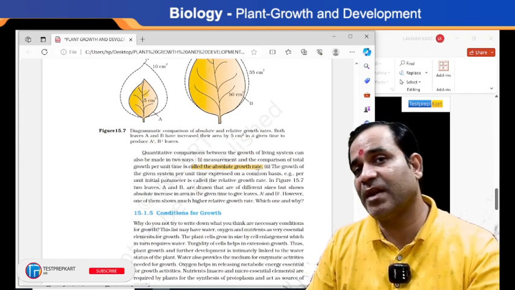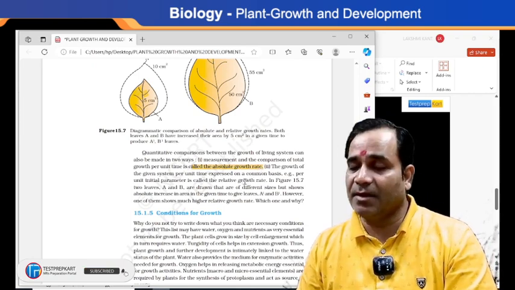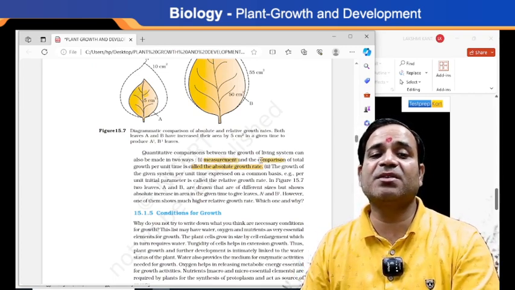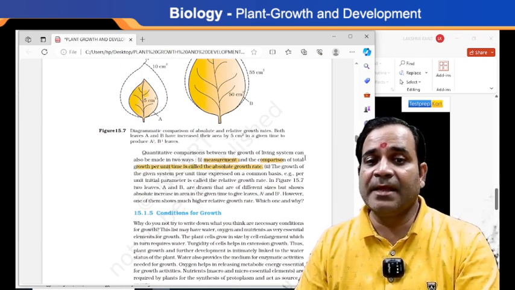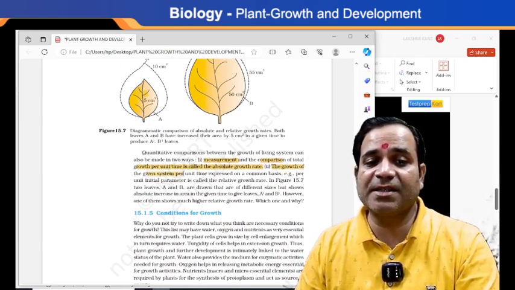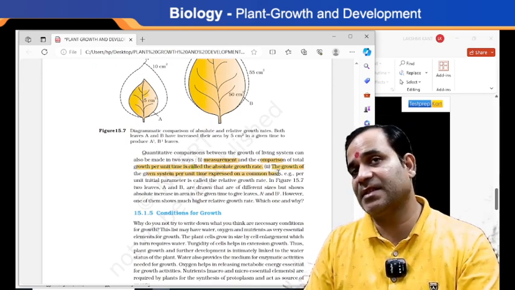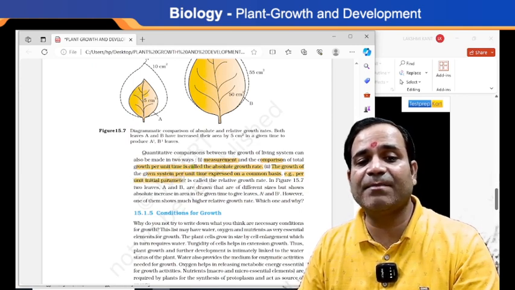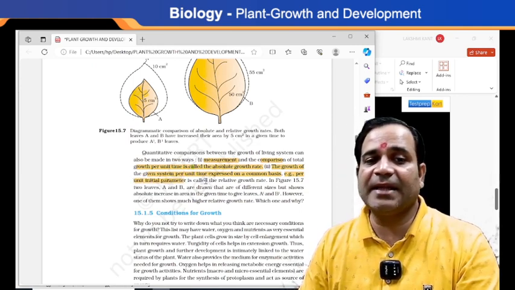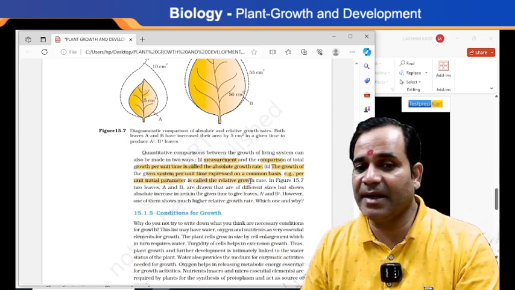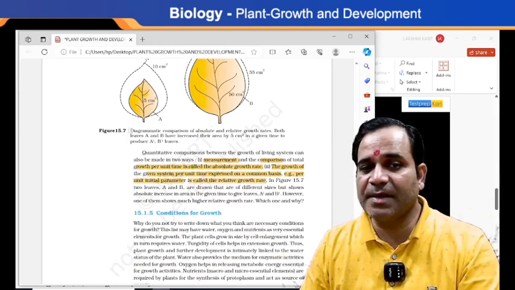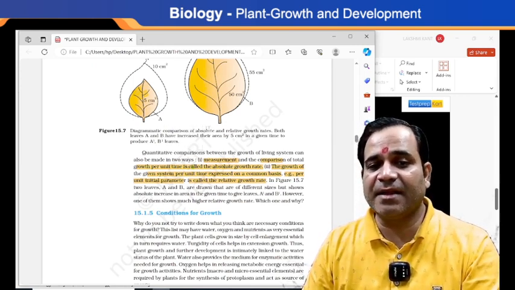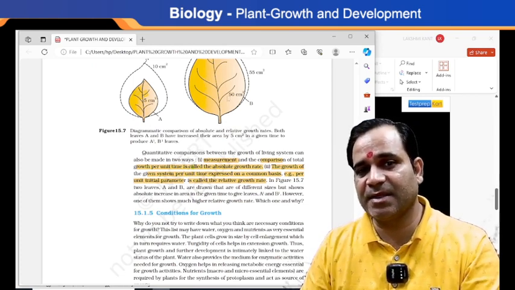So if anybody asks you, when we say absolute growth rate, you see that absolute growth rate is that very growth which is the measurement and the comparison of the total growth per unit time. The second thing is the growth of the given system per unit time expressed on a common basis, and that common basis is per unit initial parameter, and that is called the relative growth rate, my dear. See here in the two leaves A and B drawn, that are different sizes but show absolute increase in area in the given time.